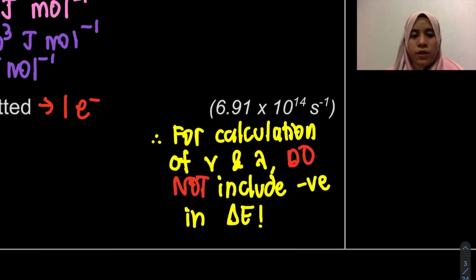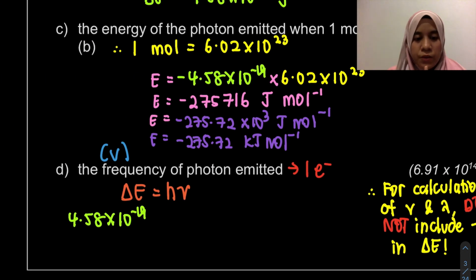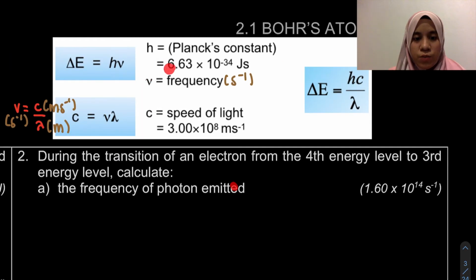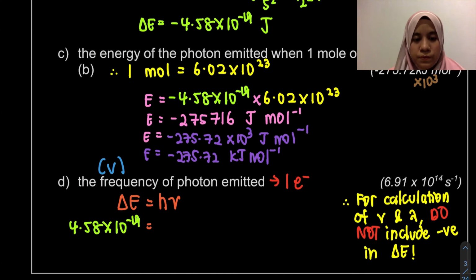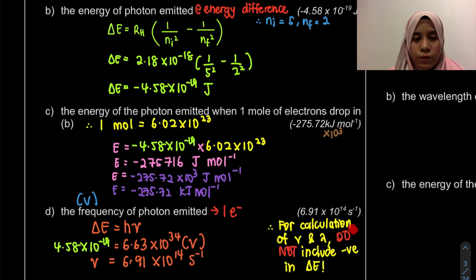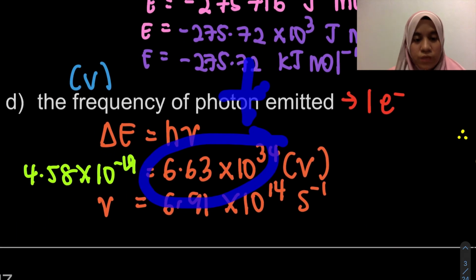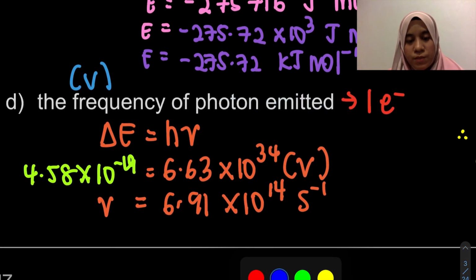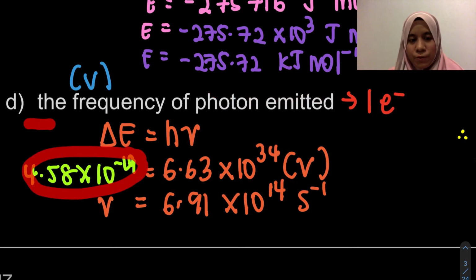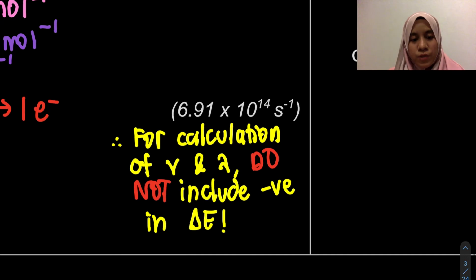Why, we will see. h in this case is our Planck's constant, 6.63 exponent negative 34, times frequency, which is our unknown. So we get this value. The frequency unit is per second. So why do we not include the sign? Because Planck's constant is a positive value, and frequency must also be a positive value. There is no negative frequency, if you ask your physics lecturer. So that's why delta E must be positive here.